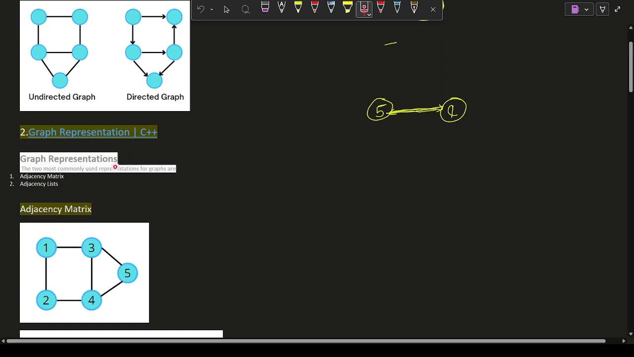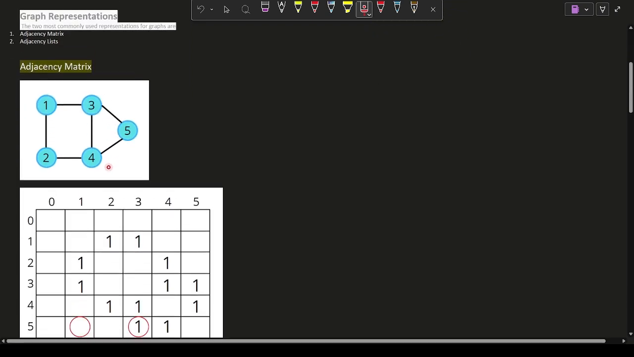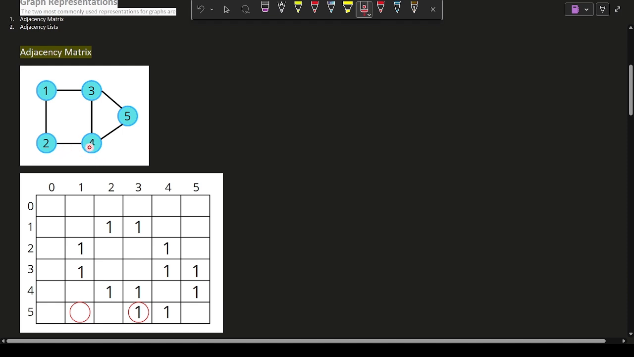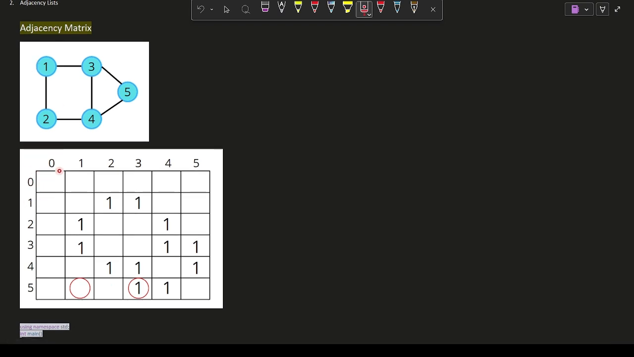Now come to the representation of a graph. There are two methods to represent a graph. One is the adjacency matrix and the other is the adjacency list. So now let's come to the matrix representation. Suppose we take this graph as an example, and I want to represent it in matrix form. So I write the matrix indices from 0, 1, 2 to 5, and similarly 0 to 5.